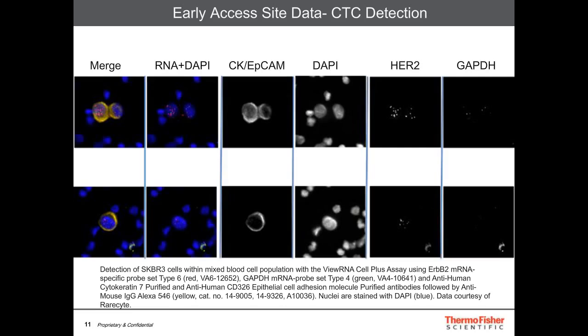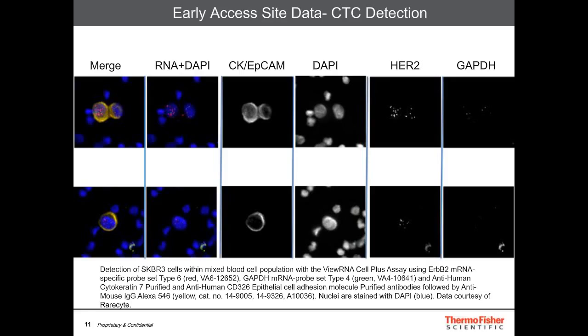And then the image to the right of that, the RNA plus DAPI, is looking at expression of GAPDH in green and ERBB2 mRNA in red. So this is HER2 message in red. And we see red and green dots expressed here in these tumor cells and not expressed in the neighboring cells, which are just stained with DAPI.